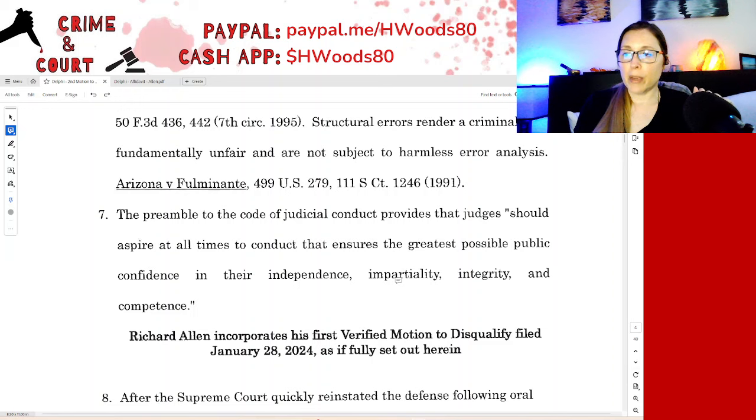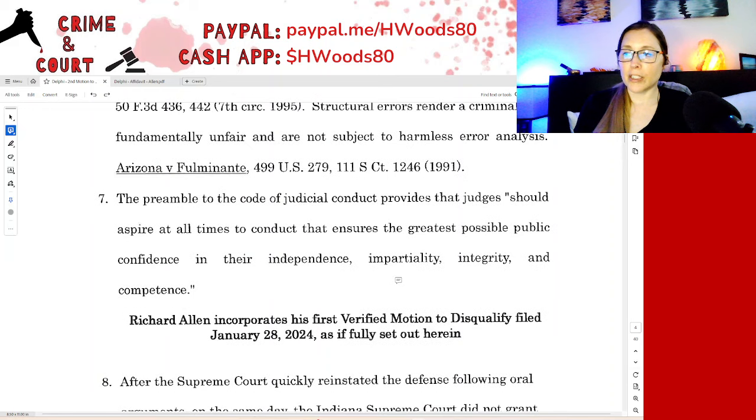Number 7, the preamble to the Code of Judicial Conduct provides that judges should aspire at all times to conduct that ensures the greatest possible public confidence in their independence, impartiality, integrity, and competence. I think a lot of people would say that they don't have a lot of faith in Gull or think that she has much integrity or impartiality right now.